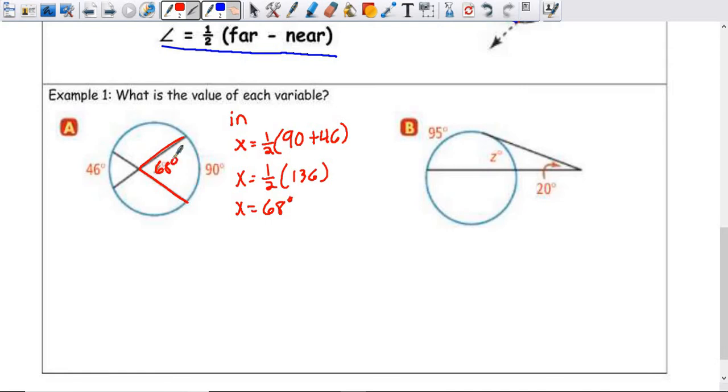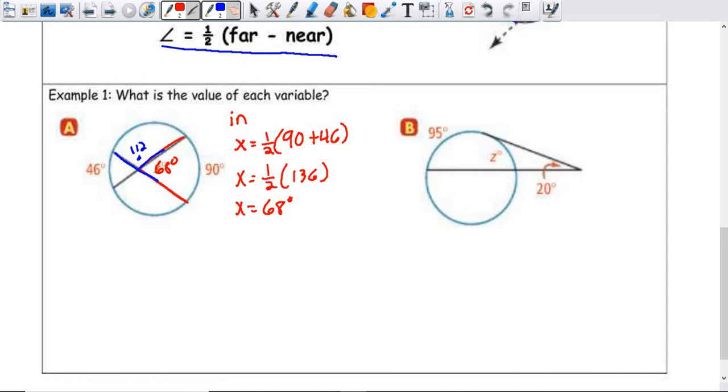Now, I have seen problems where they might ask for this angle right here. That's easy because you know that these two angles here form a straight line, so we would take 180 minus 68, and we would get 112 if they asked for that. Again, just be ready to see that.